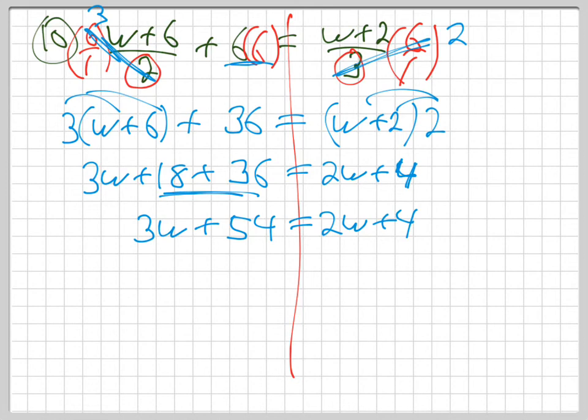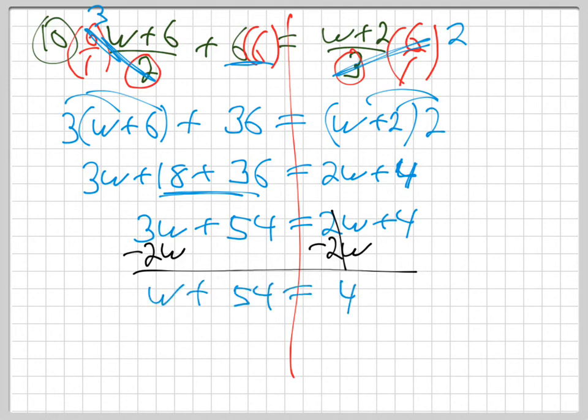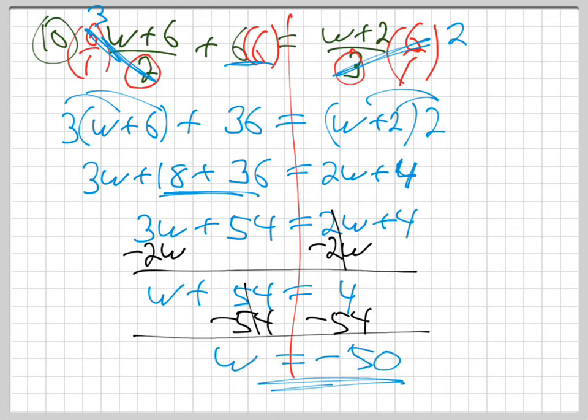Got W on both sides. What do we do? Get rid of the lower one. Subtract 2W from both sides. And we get W plus 54 is 4. Last step to get W alone. Subtract 54 from both sides. W is minus 50. There we go. We solved for W. It was minus 50. Okay, good. Let's try number 11.